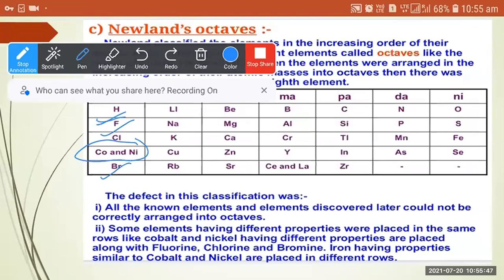And iron, which has properties similar to those of cobalt and nickel, is placed away from the cobalt and nickel. Here we have the cobalt and nickel, and here we have the iron. Whereas cobalt and nickel and iron have similar properties, still they are placed in two different rows. So this was the defect in this classification.